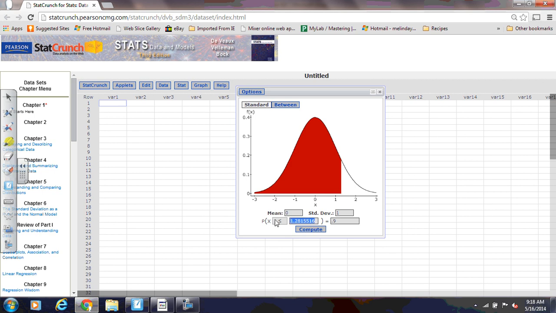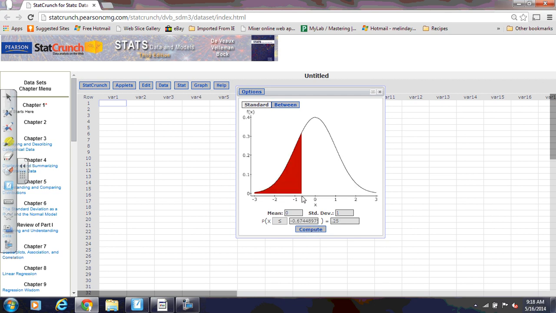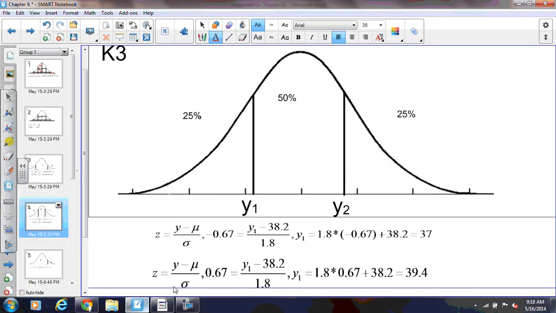Again, we go to StatCrunch. I'm going to find the z-score that corresponds with 25%. That gives us a z-score of negative 0.67. Put that value in for z. Again, we're solving for y sub 1, and we get a value of 37.